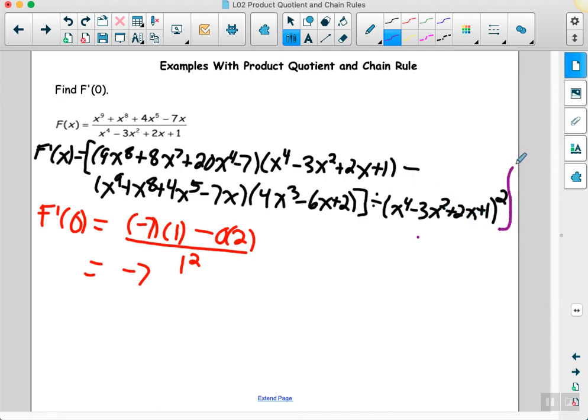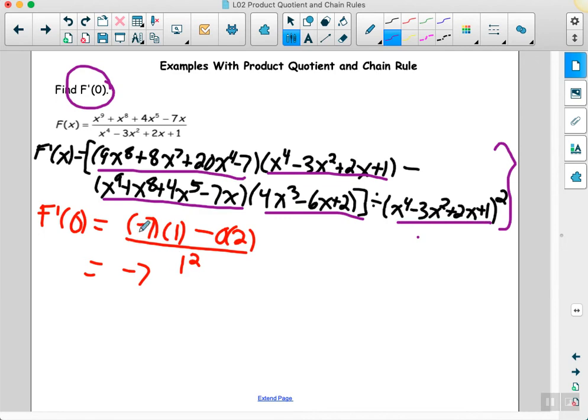And now the question would be, should you simplify any of that? And I would say, no, you should not simplify any of that because they asked you to find f prime at 0. And look how easy it is to find f prime at 0. Plug a 0 in here, you just get -7. Plug a 0 in there, you just get 1. Plug a 0 in there, you get 0. Plug a 0 in there, you get 2. Plug a 0 in there, you get 1. And so -7 times 1 minus 0, all divided by 1 squared is -7.